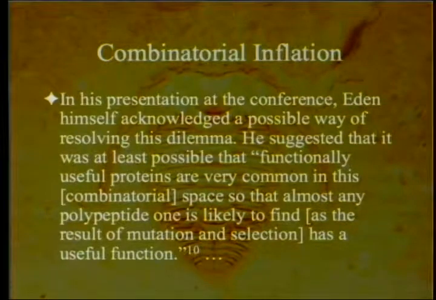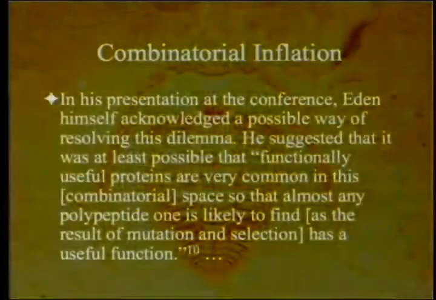In his presentation at the conference, Eden himself acknowledged a possible way of resolving this dilemma. He suggested that it was at least possible that functionally useful proteins are very common in this combinatorial space. So, half of the combinations you come out with will unlock the lock, so to speak, will produce an enzyme.